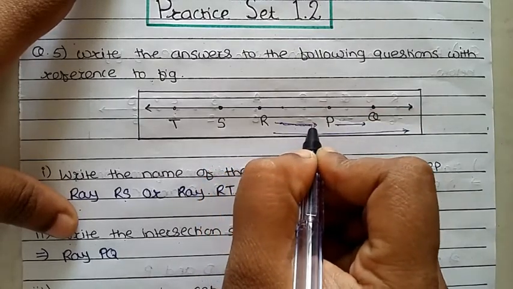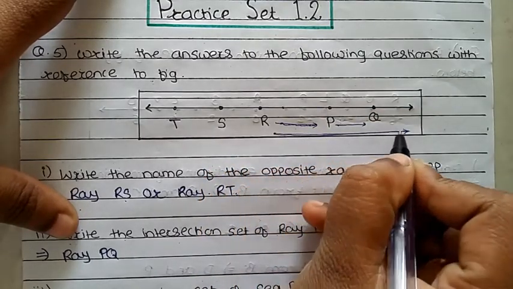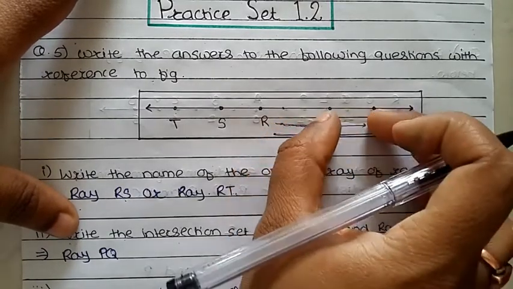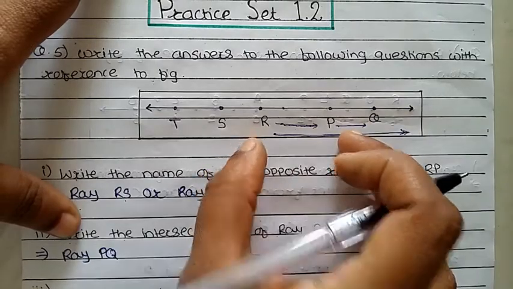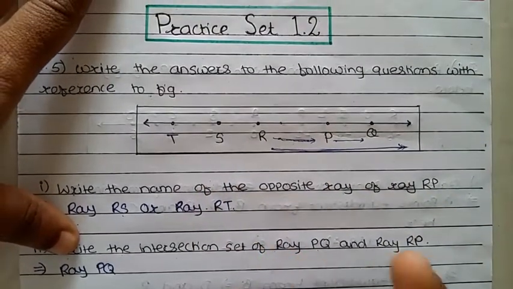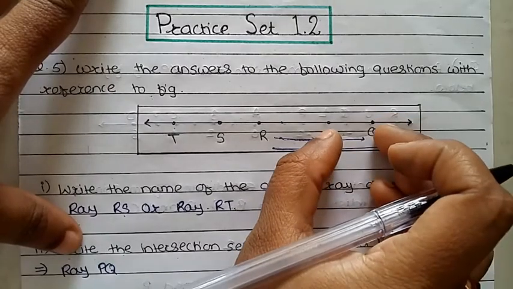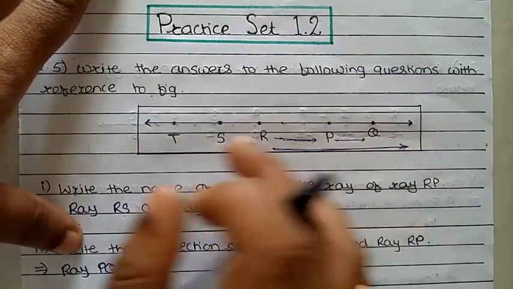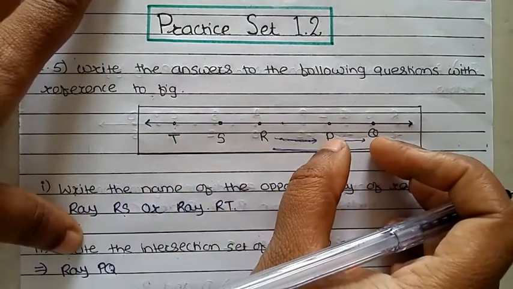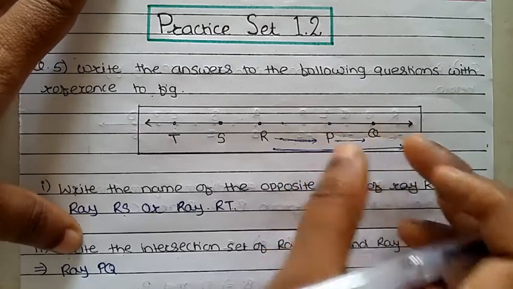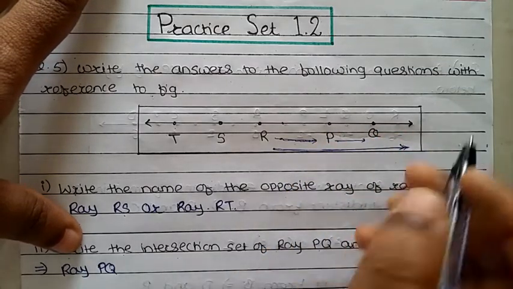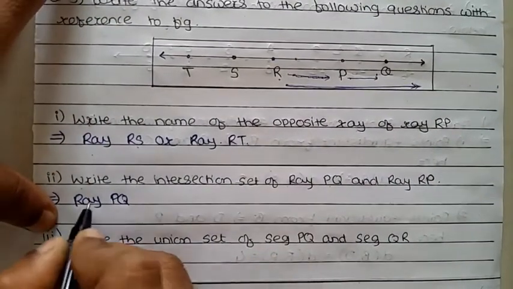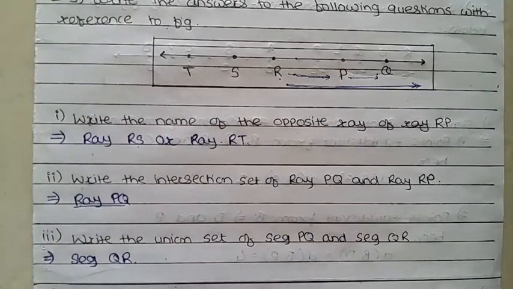Okay, that means we have to find the intersection under such a condition, that is PQ and ray RP. So what is common in this? PQ. Intersection means we have to pick the common part present in both sets. In the first set we have PQ and in the next set ray RQ, which goes to infinity. Rays go to infinity. Therefore ray PQ is the intersection of ray PQ and ray RP. Clear? Then your answer is ray PQ.